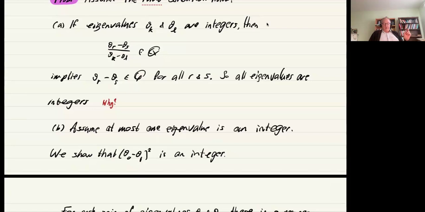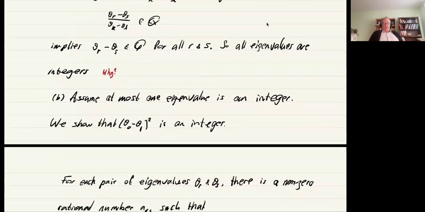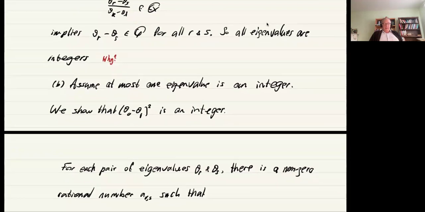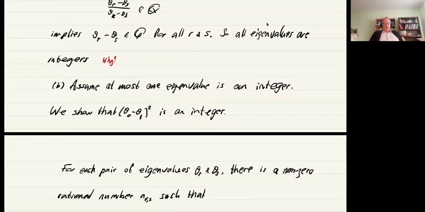So I'm going to assume now that at most one eigenvalue is an integer. And what we're going to show is that the square of the difference of θ_0 and θ_1 is an integer. Now, θ_0 and θ_1 can be any pair that's in the eigenvalue support, but there's no need to make the indices more complicated. So this is what we're trying to do. We're trying to prove that this square is an integer. Then θ_0 − θ_1 is this integer multiple of the square root, and so we're getting close to what we want.